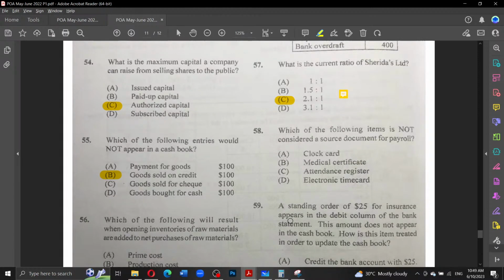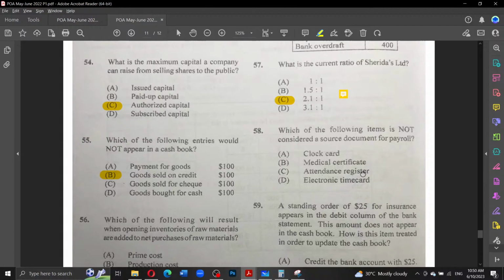Which of the following items is not considered a source document for payroll? So we have the clock card. This is important because you have the timing from this. Medical certificate, even though important, is not really necessary for the payroll calculation unless you're looking at absenteeism. And attendance register, basically signing in when you go to work, is necessary to see the days that you were there.